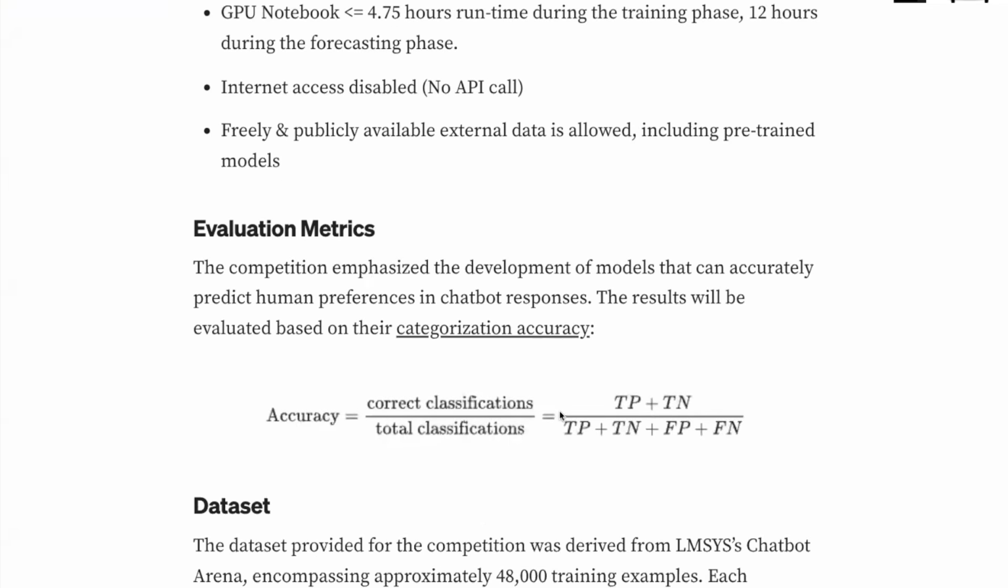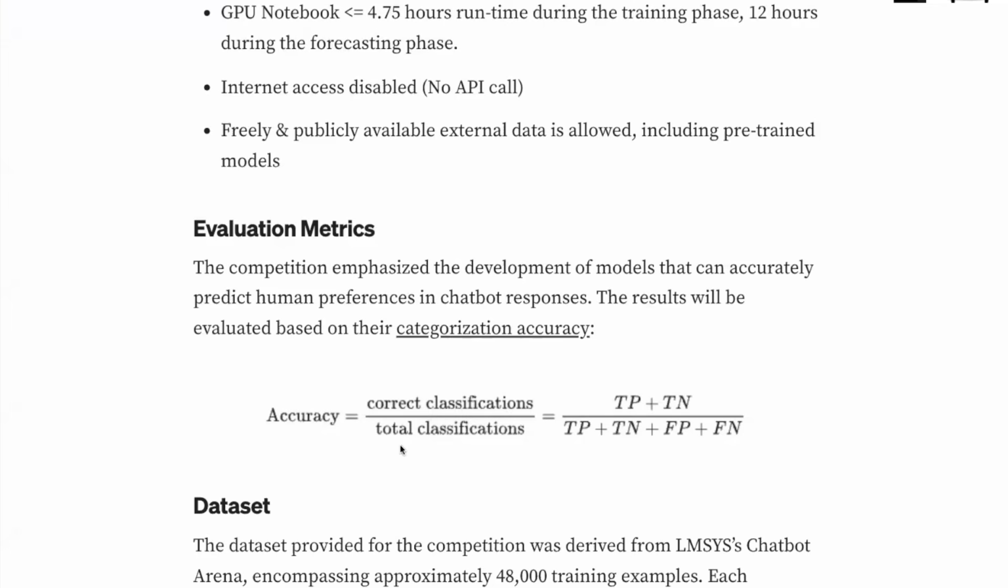The evaluation metric is also straightforward. Because it's just a binary label, you can think of it as binary classification, and the metric is just accuracy. The preference model outputs which of the two responses wins, response A or response B, and the human judge also provides whether A wins or B wins. Then you just compare the two columns of binary labels and calculate the accuracy.